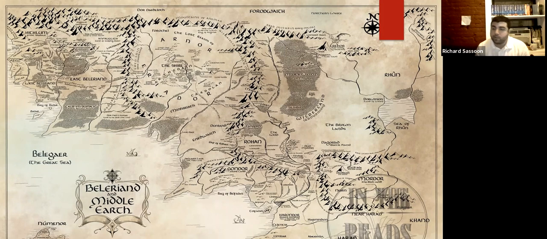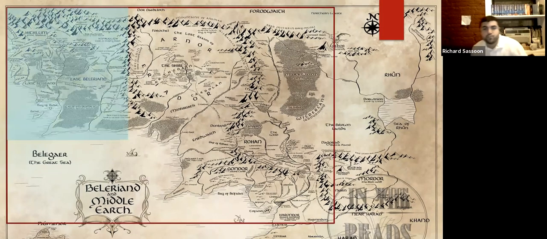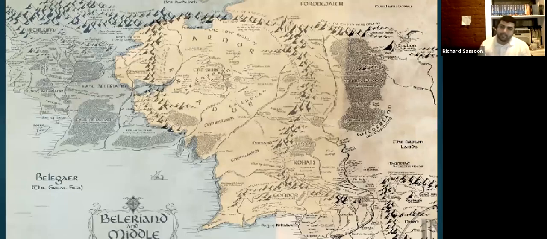This map may look kind of strange to some of you because you're probably used to something that looks more like this. In truth, the western lands of Beleriand fell under the water at the end of the War of Wrath. We're going to discuss that at the end of the first stage. And so the map that you're probably used to looks something more like this, because that's what it looked like in the Third Age when the Lord of the Rings events happened. And so that's the map that people are more familiar with.